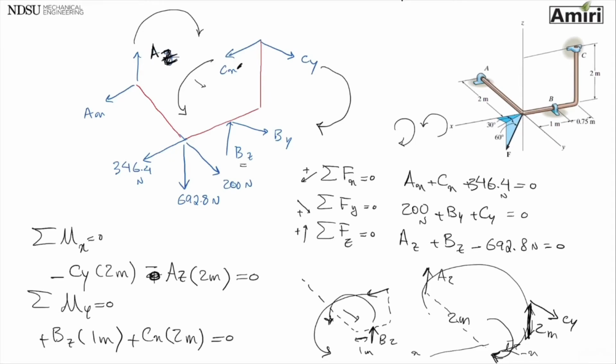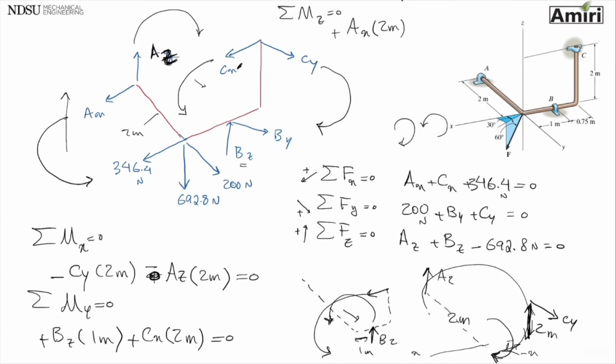The last one that I have, I don't want to go to the next page, so I'm just going to write it up there because I want to use the figure, is rotation about the z-axis. The only force that I see trying to rotate is AX. It's trying to create a rotation in this way, and that is positive. So AX, the distance to the z-axis is right here, which is 2 meters.